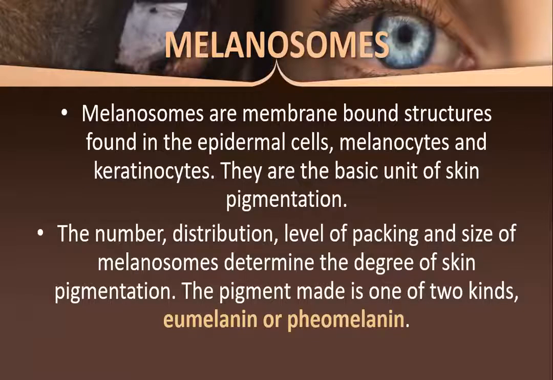So what are melanosomes? Melanosomes are membrane bounded structures found in the epidermal cells, melanocytes and keratinocytes. Please keep in mind, first of all, melanosomes exist inside the cells, and most commonly they exist in the melanocytes and keratinocytes.